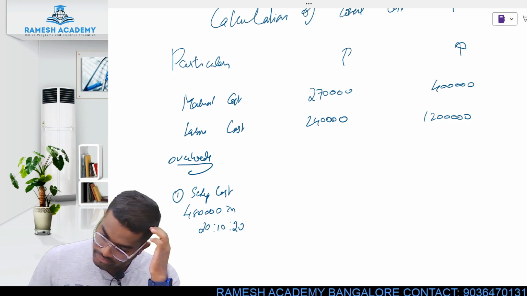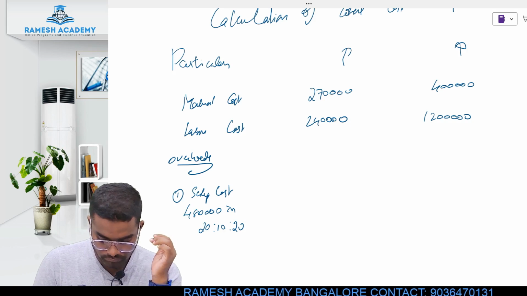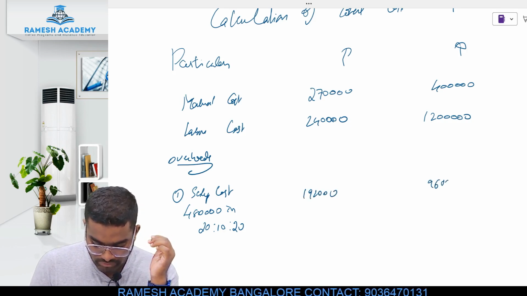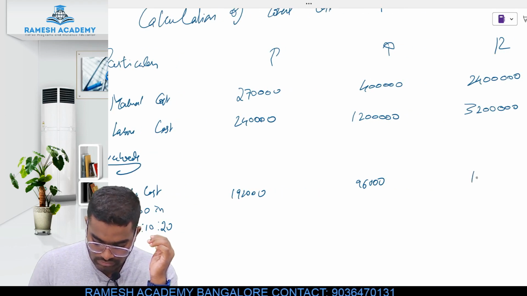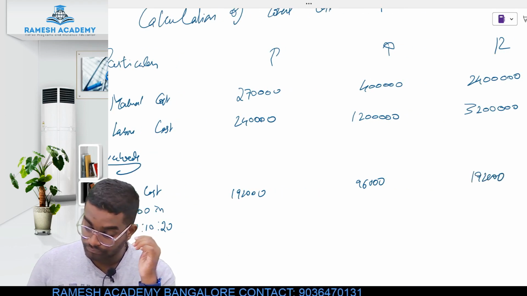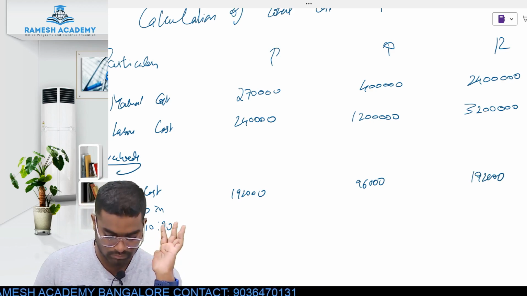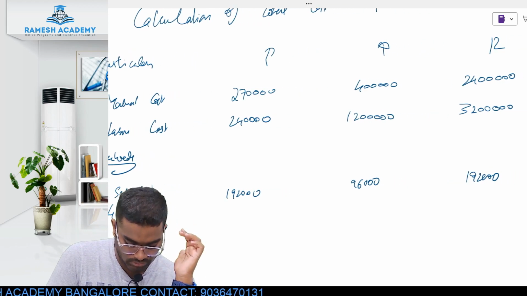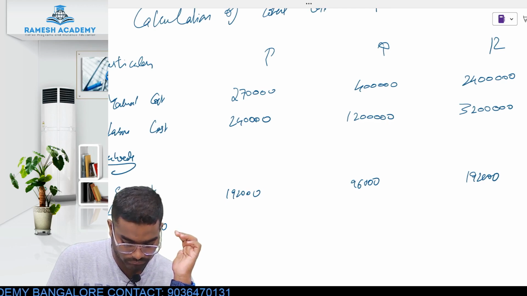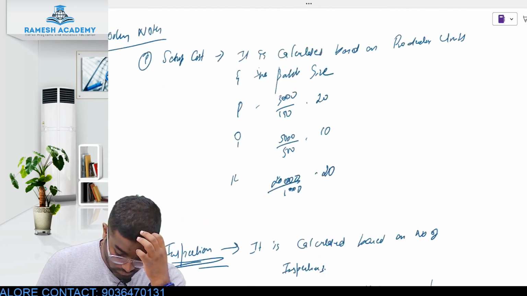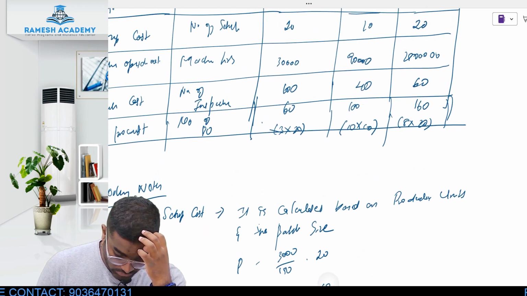So it is 1 lakh 92. Here it will be 50% of it, which is 96. Then it is 1 lakh 92. Add it up, you will get 4 lakh 80. Done. Then we have operation cost, machine operation cost, which is in the ratio of machine hours.